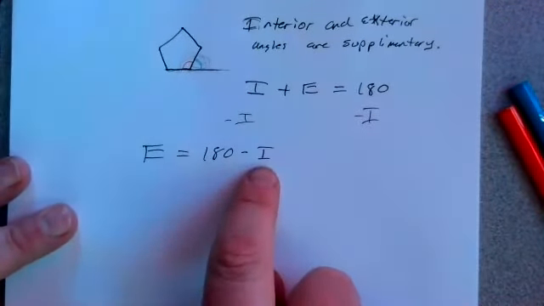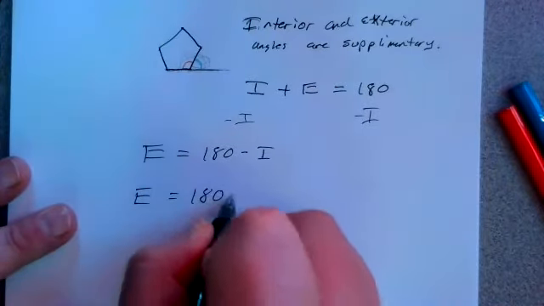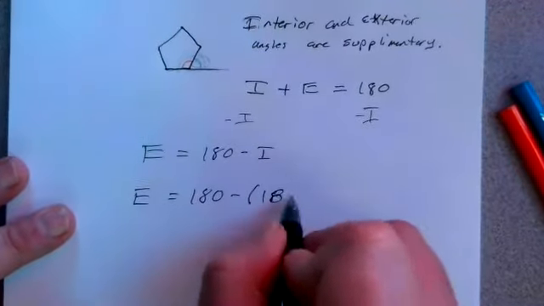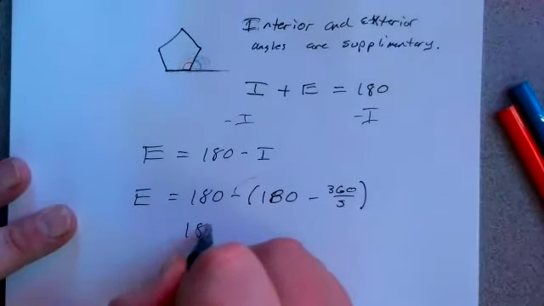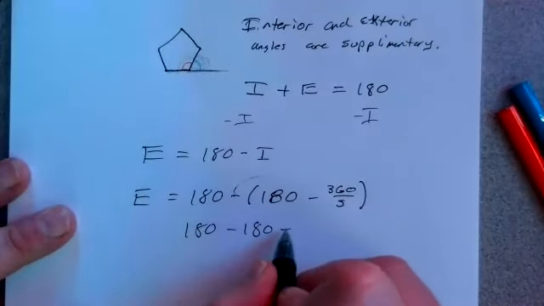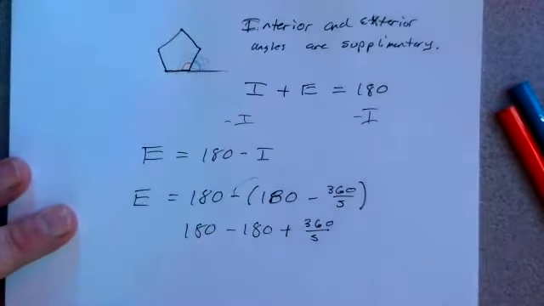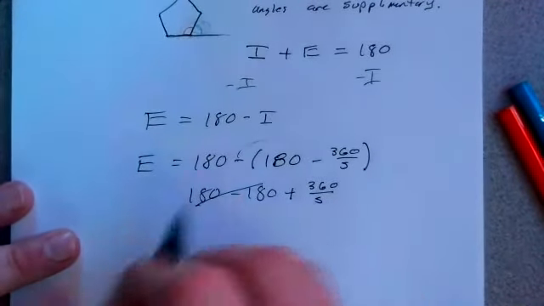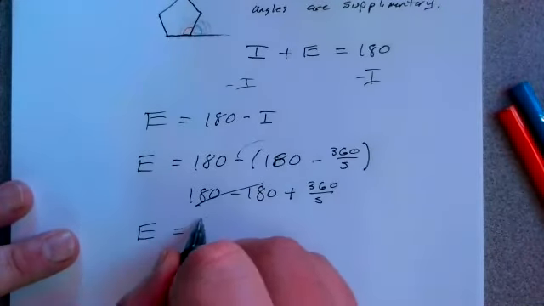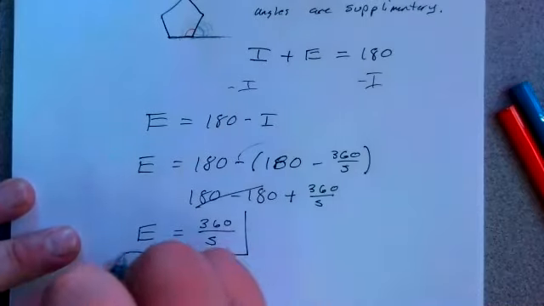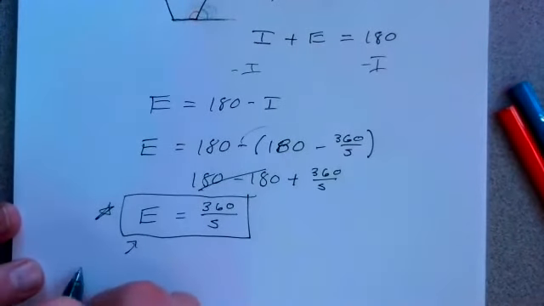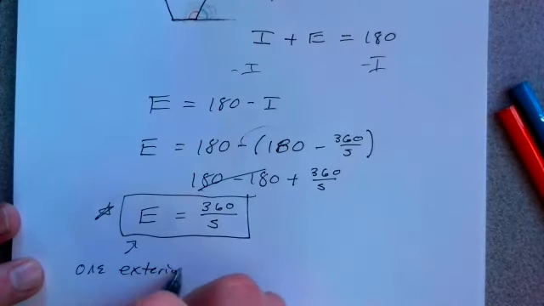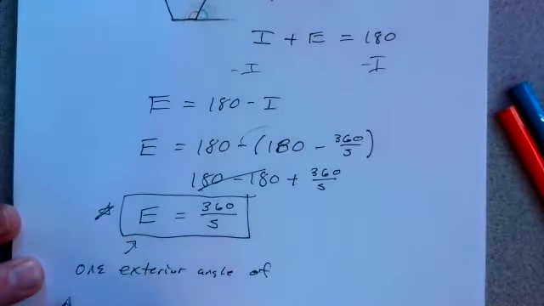And we already know that an interior angle is 180 minus 360 over S. And if I distribute this negative, I get 180 minus 180, a negative times a negative is a positive, plus 360 divided by S. 180 minus 180 is gone. So one exterior angle is equal to 360 divided by S. This is our third formula that we need to know. So this is good for one exterior angle of a regular polygon.